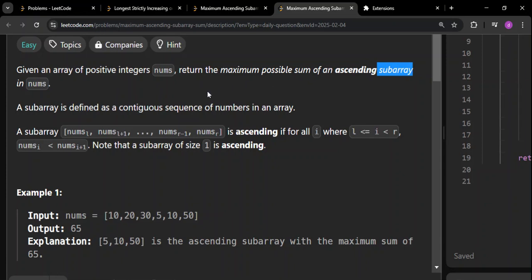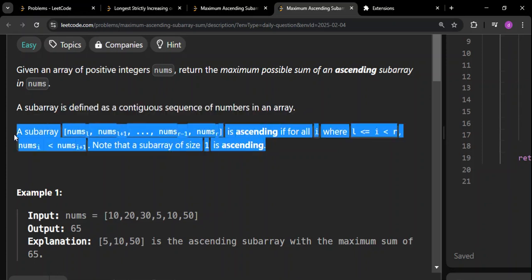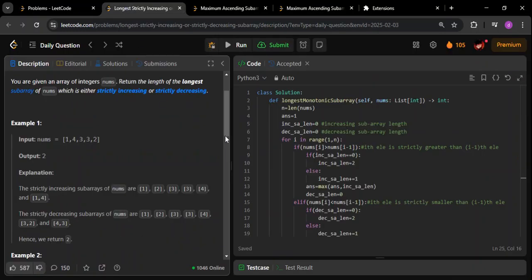Again, they are giving you the definition of a subarray. It's a contiguous sequence of numbers. I'm not going through this because I have already explained the meaning of ascending subarray. It basically means strictly increasing subarray. What is a strictly increasing subarray? Everything is explained in detail in yesterday's question.